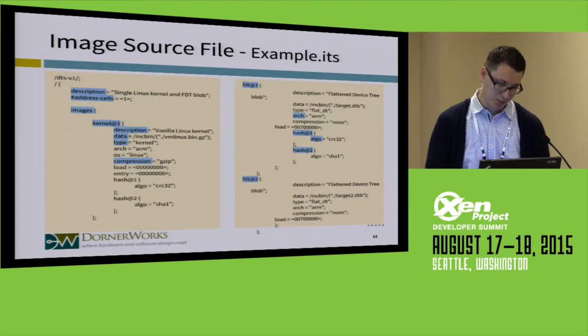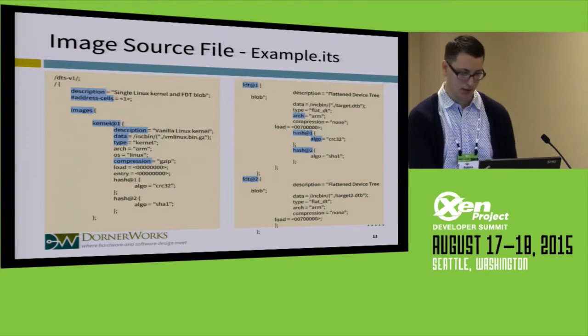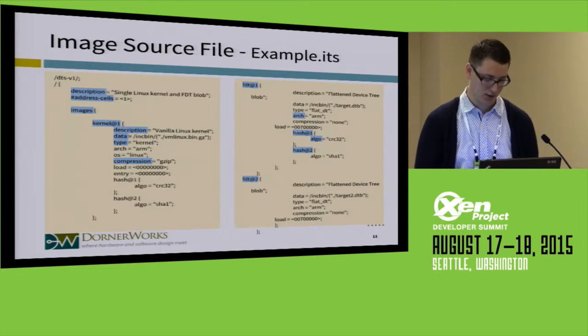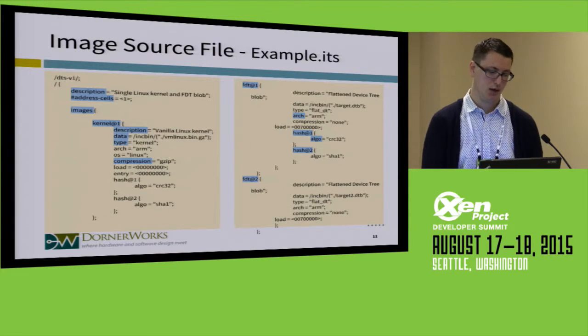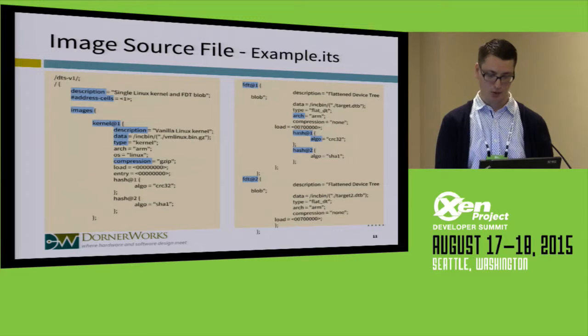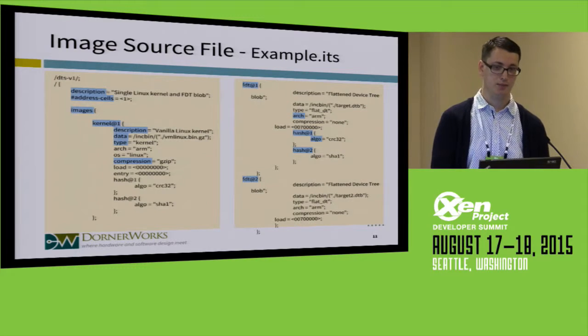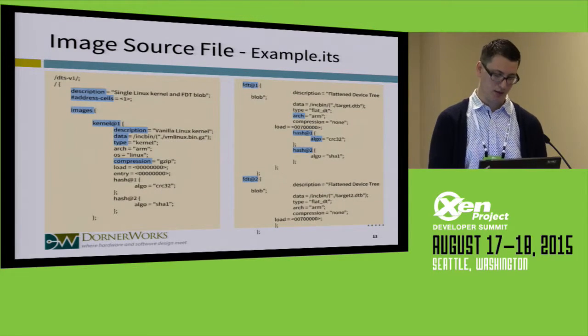And then there's the optional hash node that you can define for each image. And each image can have zero or more hash nodes. The required property for that is the algorithm. So that could be CRC32, MD5, or SHA-1. And then optionally, you can provide the value yourself for the checksum. If you don't provide it, then when the FIT image is compiled, it automatically calculates it for you.